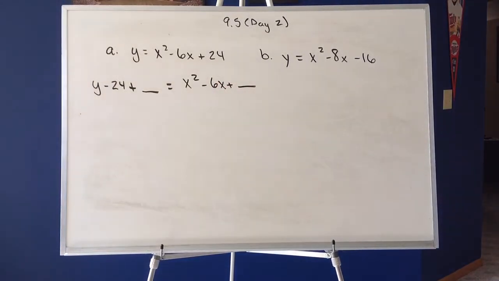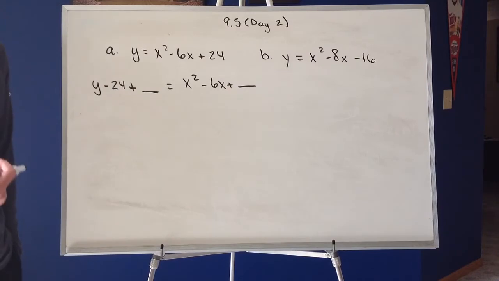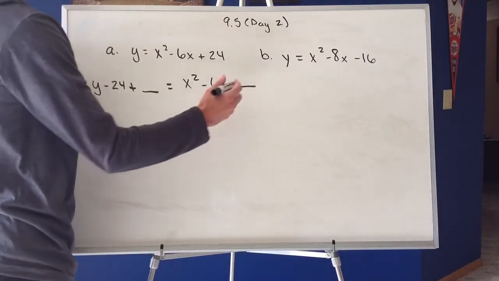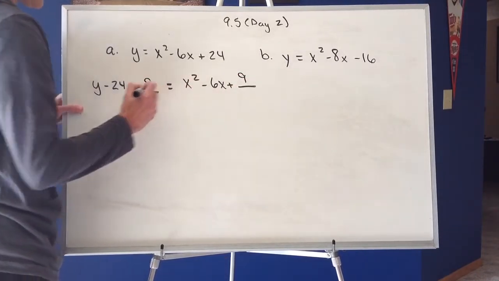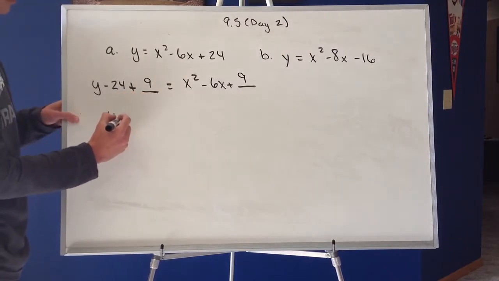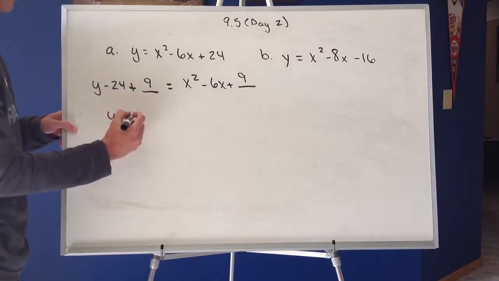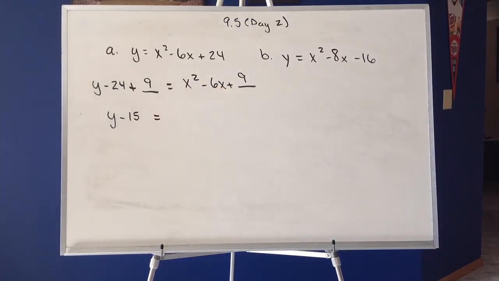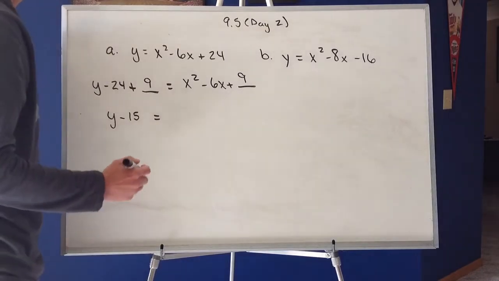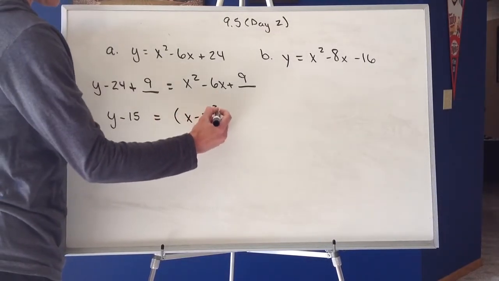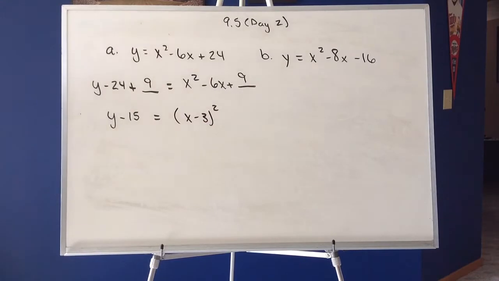We find the blank the same way, so our b over 2 squared. Negative 6 over 2 would give us negative 3. Negative 3 squared would give us 9 in both of the blanks. So on this side, you can just combine your numbers together, so we'll just end up getting y minus 15. On this side, you're again going to factor it, and again, the factors will be exactly the same, so we are going to write them as squared. So in this case, it would end up being x minus 3 squared.